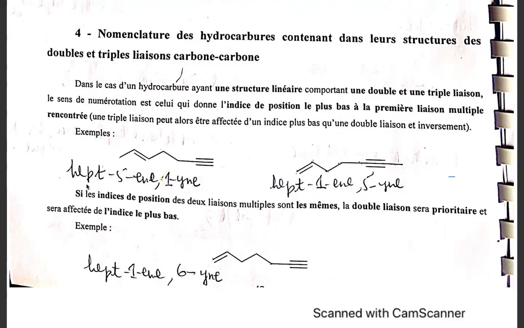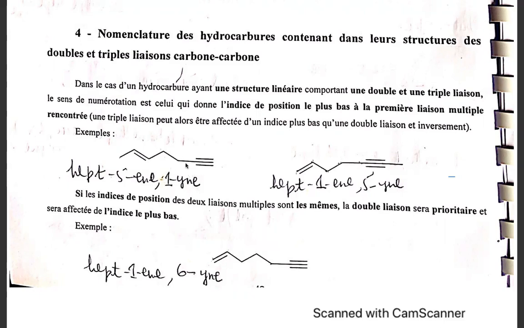It will be called hept. So we are going to now go to the positions. At position number 1, we have a triple liaison. A triple liaison at position number 1.